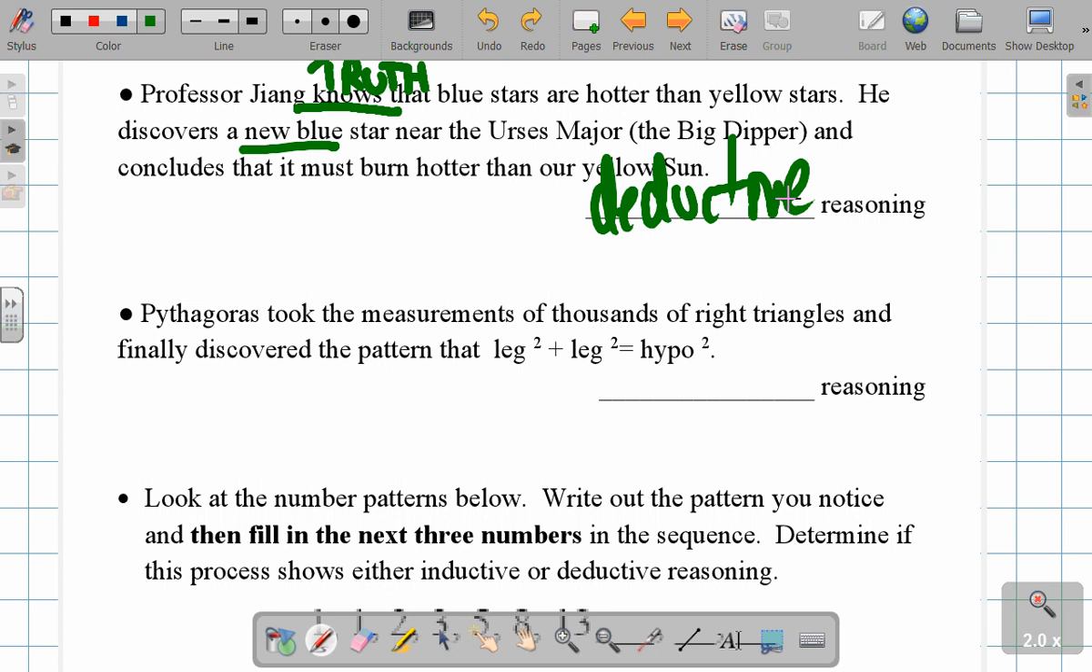Hudson, Pythagoras, etc. What does your team think? Inductive. And the key thought there, see the word took measurements? That's the observed, aha, discovered truth. Inductive.